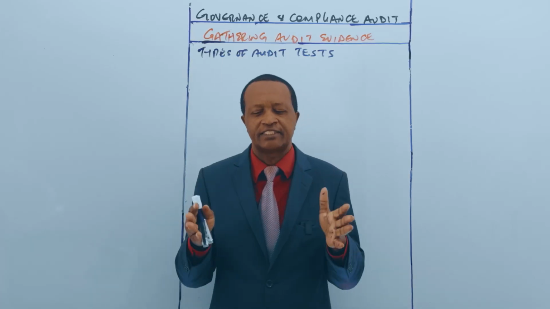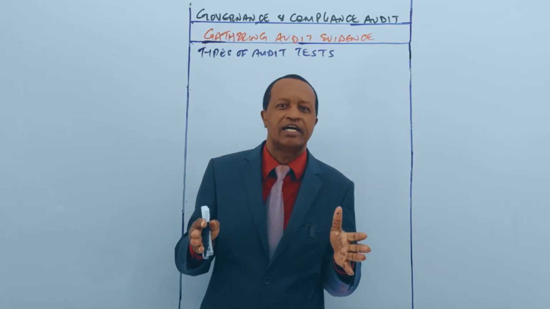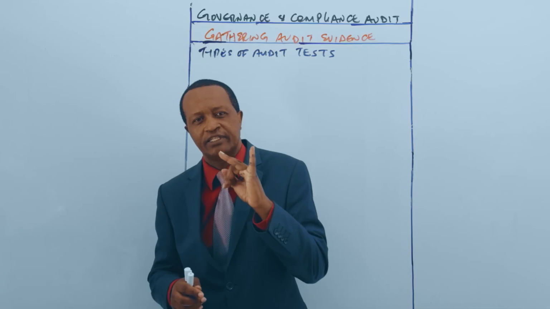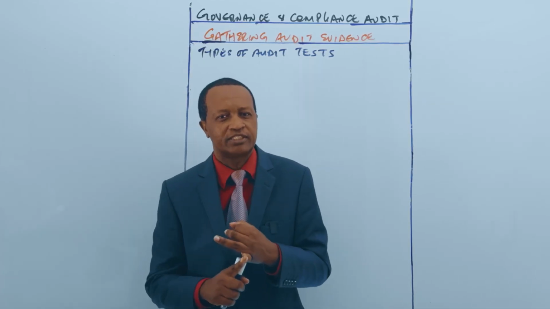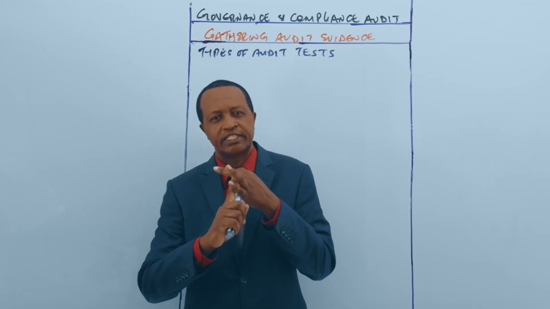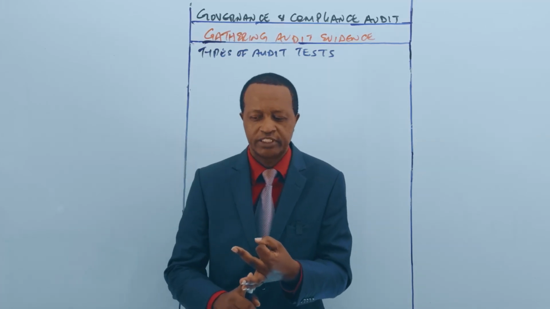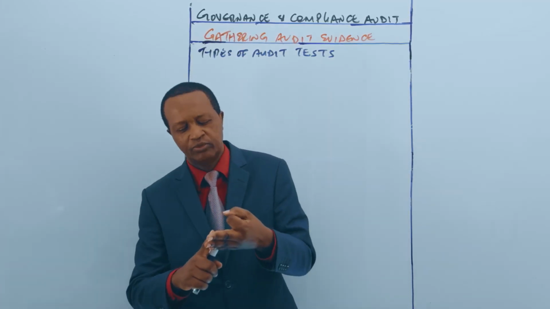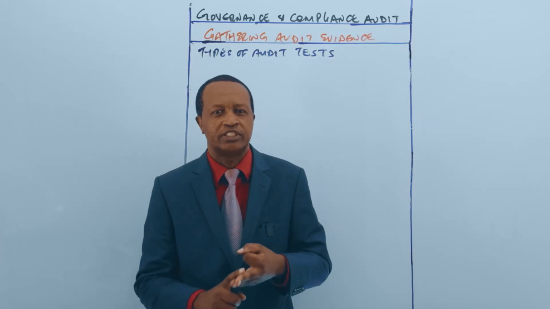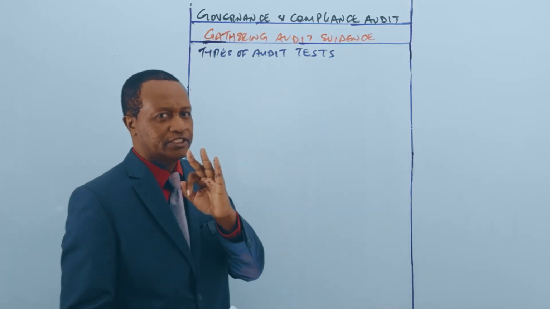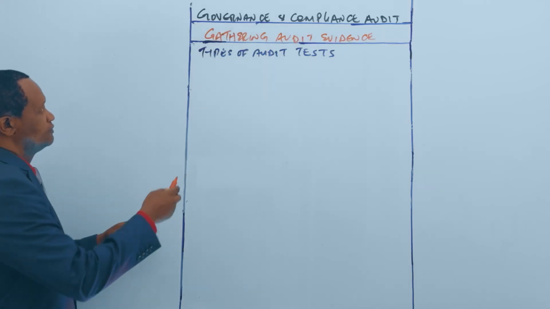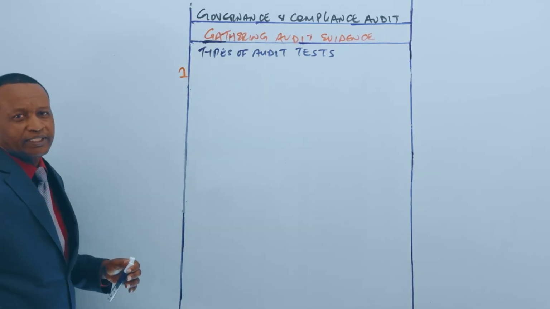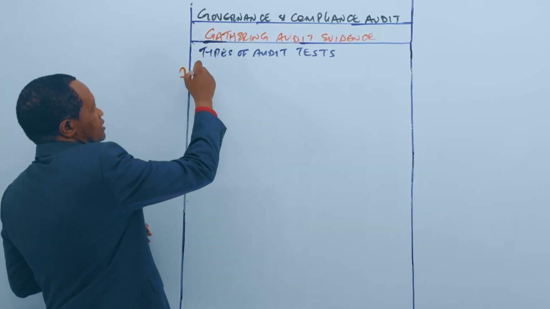These tests or procedures are generally categorized into three. One is risk assessment procedures. Number two, tests of control, or the TOC. Then number three, we have the substantive procedures. Three types. Number one, I've said, is the risk assessment procedures.